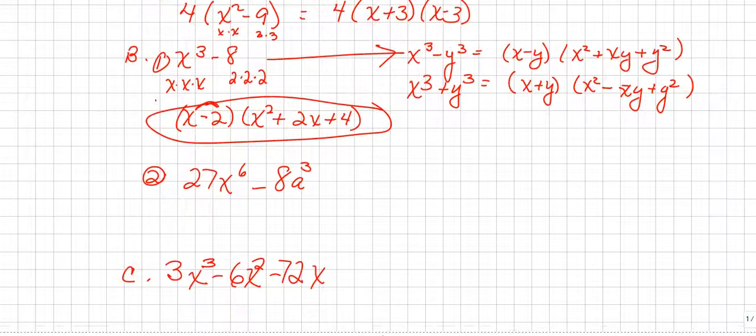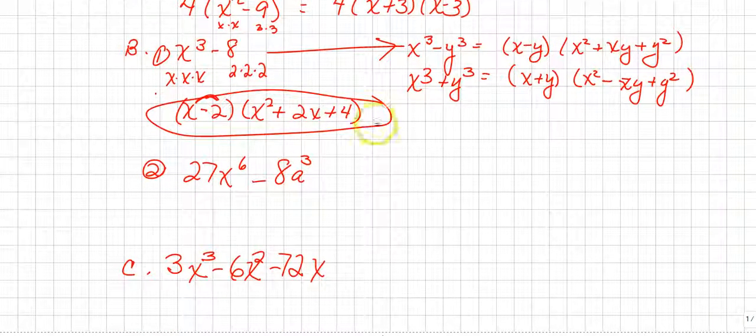Let's do another example, which is a little tougher. Example number 2 is the difference of two cubes. Well, 27 is 3 times 3 times 3, so it's 3 cubed. x to the 6 is x squared times x squared times x squared. 8 is 2 times 2 times 2, and a cubed is a times a times a. So let me write that: 27x to the 6 is 3x squared cubed, and 8a cubed is 2a cubed.